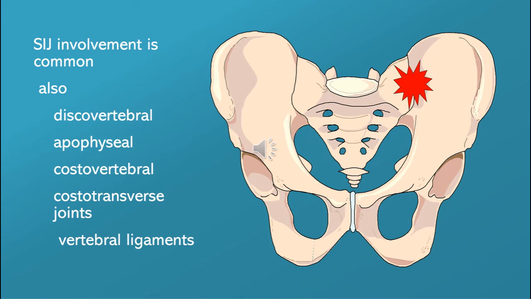In males, it's very common for the sacroiliac joints to become involved early on and spread up the spine from inferior to superior. It can also cause problems with the discs and the joints between the bones at the back of the spine called the apophyseal joints. It can also affect the joints between the ribs and the spine, and it can affect the ligaments in the spine as well.